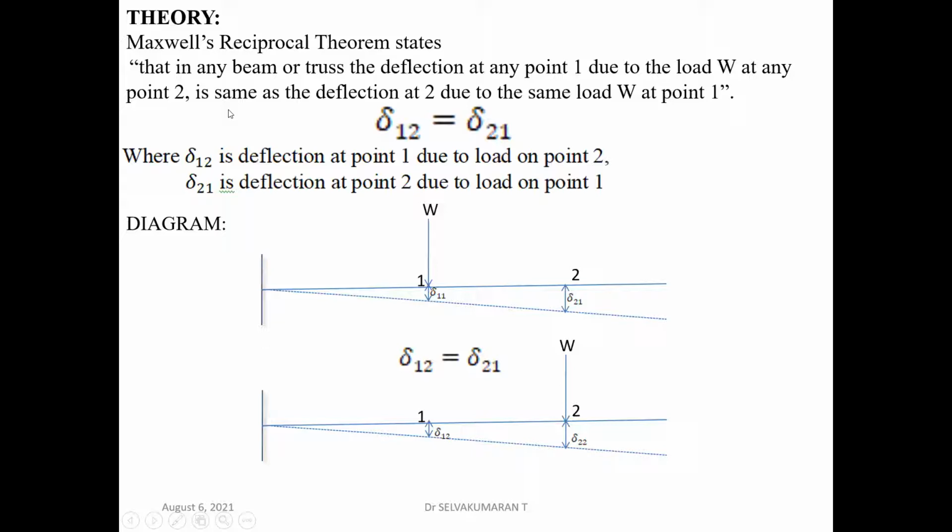So this is what the theorem states: in any beam or a truss, the deflection at any point 1 due to the load W at any point 2 is the same as the deflection at 2 due to the same load W at point 1. So this is the diagrammatic representation. We're applying a load here, measuring the deflection here, delta 2,1. Then here we apply load at point 2 and measure the deflection at point 1, delta 1,2. So delta 1,2 should be equal to delta 2,1.